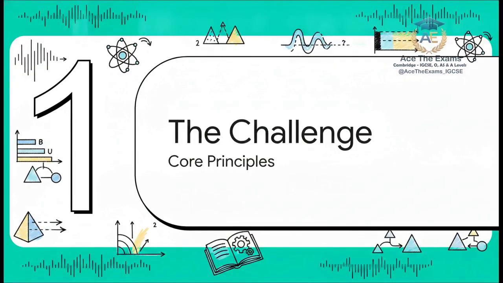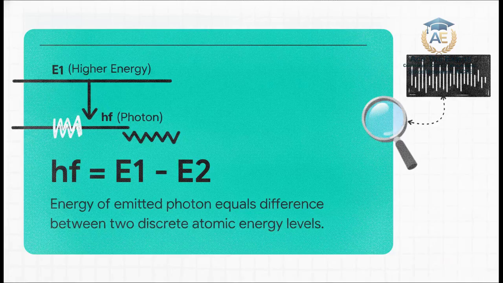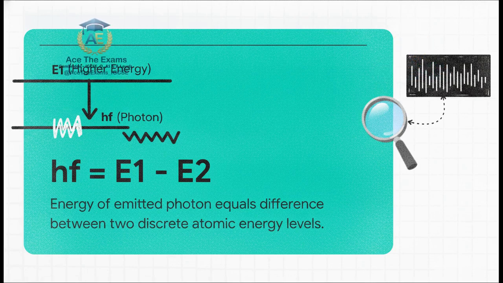The Challenge. Mastering Core Principles. So, we really need to understand why interpreting complex data in atomic line spectra is so notoriously misunderstood year after year. Listen, it isn't just about memorizing a formula. It is about the theoretical architecture behind it. The equation hf equals E1 minus E2 is your primary offensive tactic. Let's break it down. E1 and E2 represent two discrete, highly specific atomic energy levels.